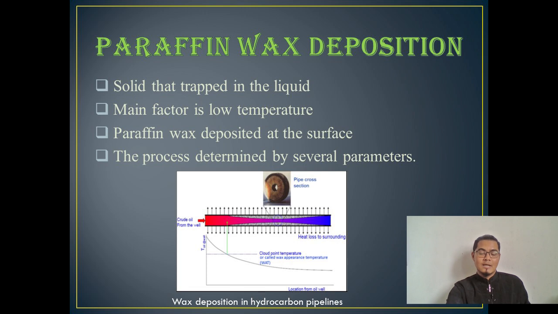And the paraffin wax, which was deposited at the surface of the pipelines, will appear deposited at the pipe structure. It will coat the flow line alongside, which is influenced by several factors.